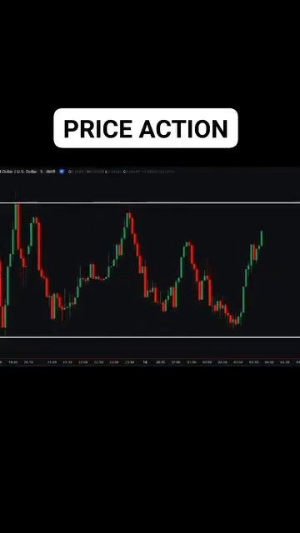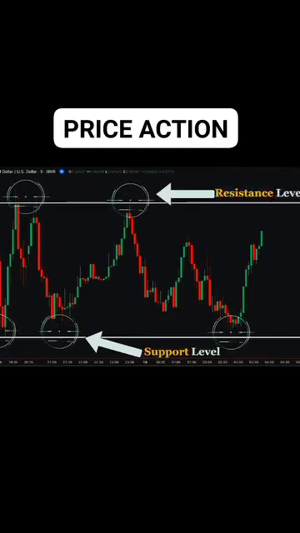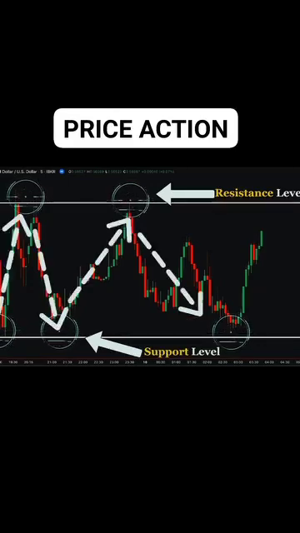The third type is the sideways market, also called a range. Here, price is bouncing between support and resistance with no clear direction. Neither buyers nor sellers have control. It's a tug of war. In this environment, you won't see higher highs or lower lows. You'll just see price bouncing back and forth, faking out traders on both sides.